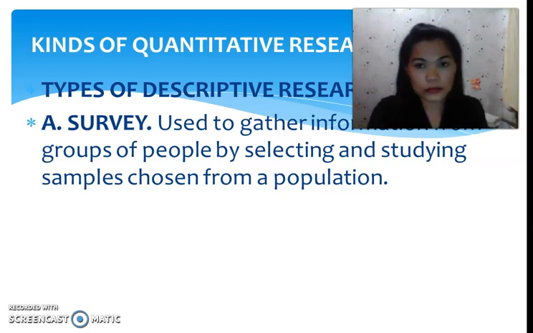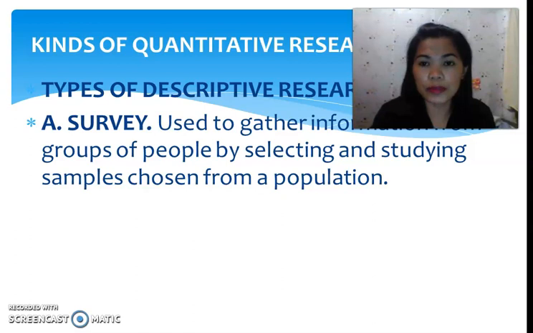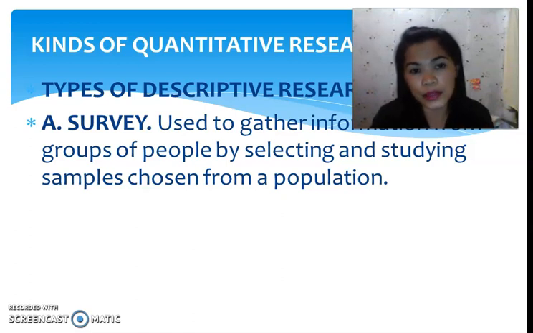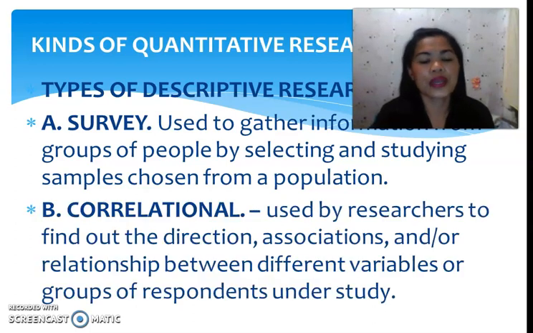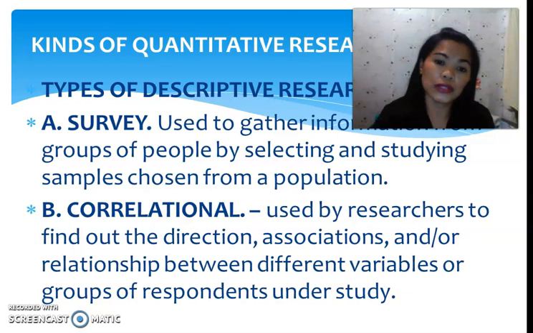So, of course, when there is a population, you're going to have the sample, in which you're going to get the sample from that population, and they will be the ones to answer your survey. Then correlational. So when you say relational, correlational, meaning to say it dwells more on the relationship between different variables or groups of respondents under study. So it's all about relationship.